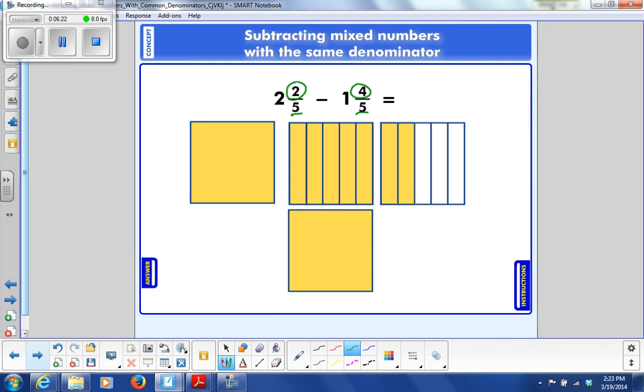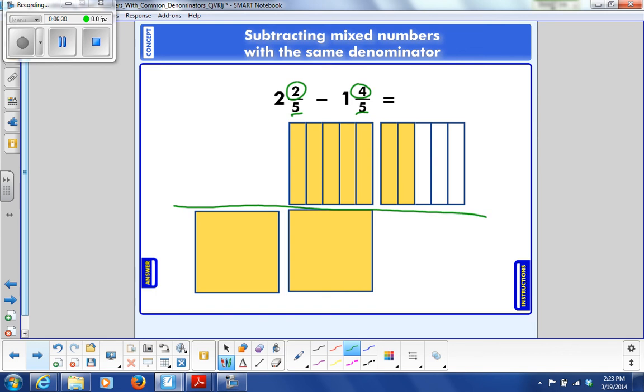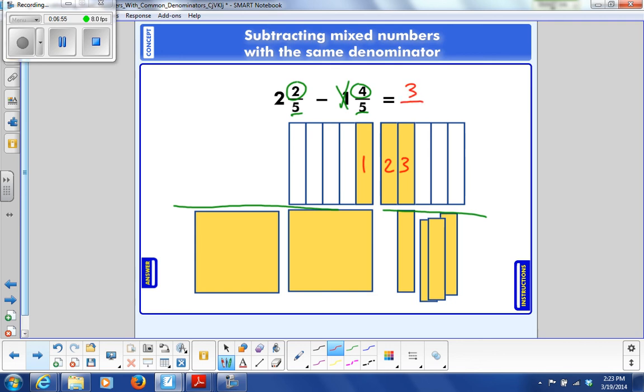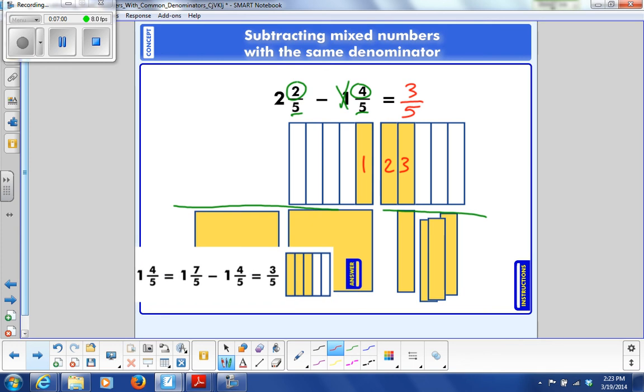So now I can take away 1 and 4/5. Okay, if I'm going to take this away, I'm going to take 1 away. So pretend everything down here is not there. I'm going to take 1 whole away, because that would eliminate this. And then I'm going to take 4/5 away. So I'm going to take 1, 2, 3, 4/5. Okay, and it leaves me with how much? I have 1, 2, 3, 5. Okay, so 2 and 2/5 minus 1 and 4/5 should be 3/5.